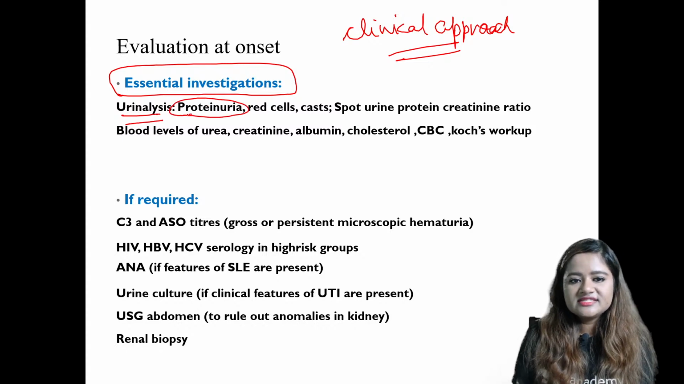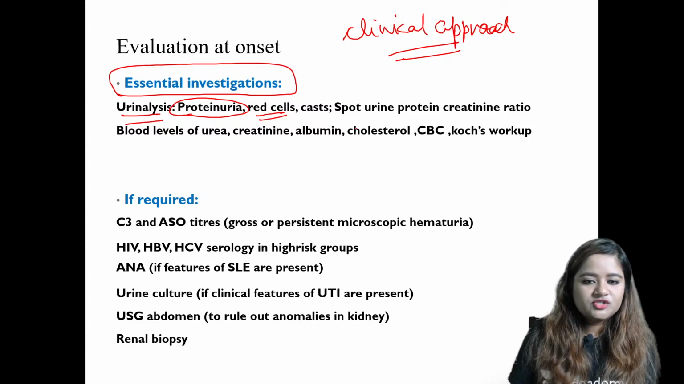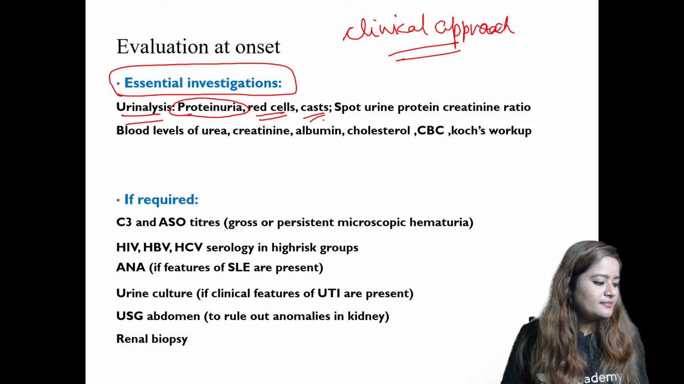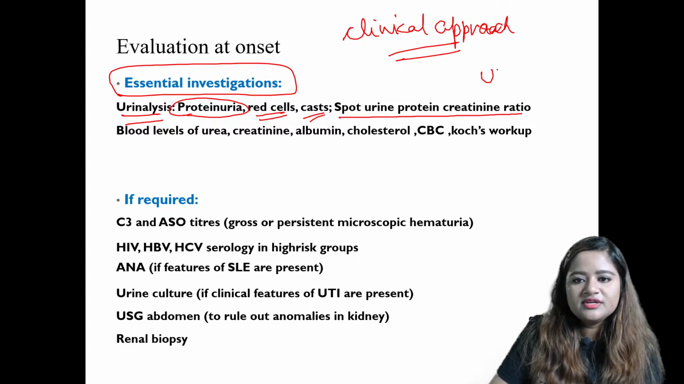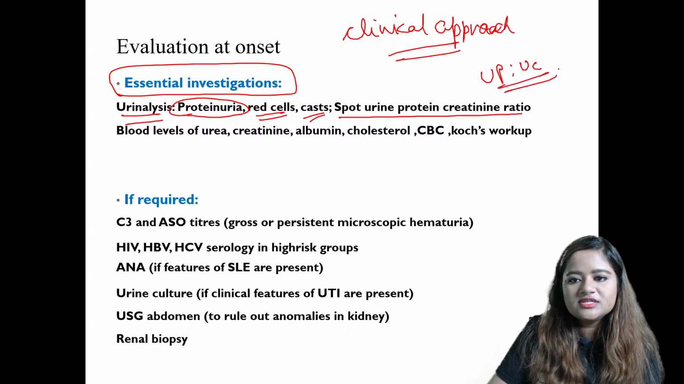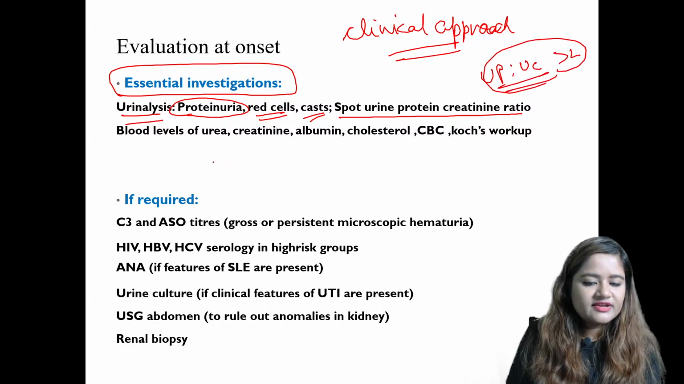सबसे पहले तो protein levels देखने हैं. What is the loss of protein? Red cells हमें देखना है to rule out presence of hematuria. Cast cells हमें देखने कि lipid laden है या infective है. Spot urine protein creatinine ratio क्योंकि ये diagnostic criteria है. UPCR being more than 2. That is very, very important.